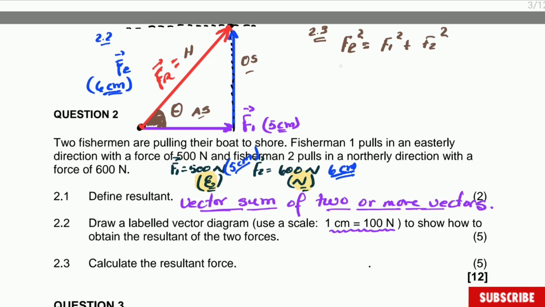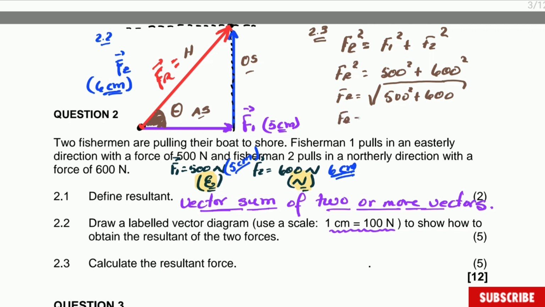All right, so if we substitute, we have that the resultant force squared is going to be equal to the numbers we have: F1 is 500 squared plus 600 squared. Fr will be equal to the square root of those numbers, 500 squared plus 600 squared, and then the final answer for this calculation will be equal to 781.02 Newton.